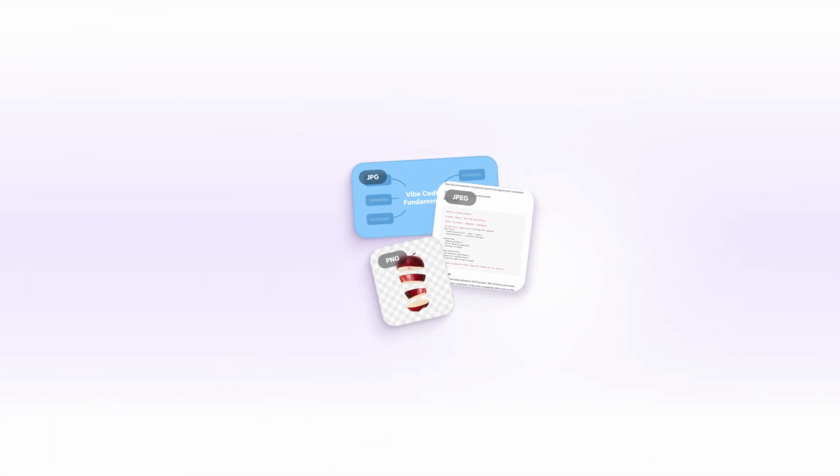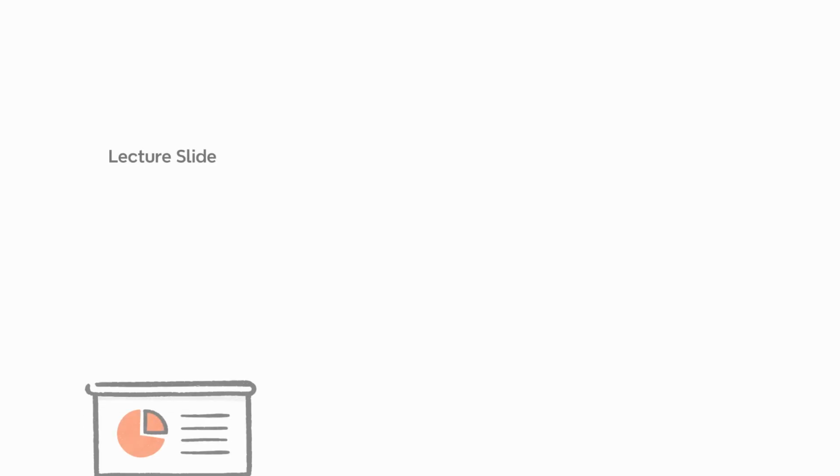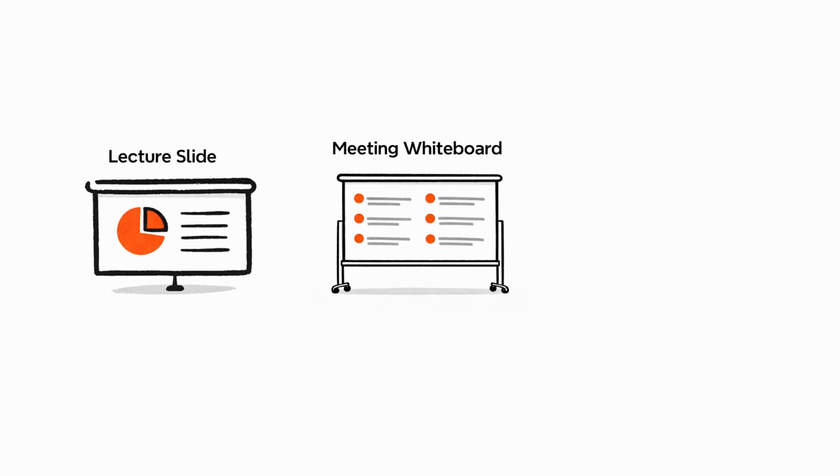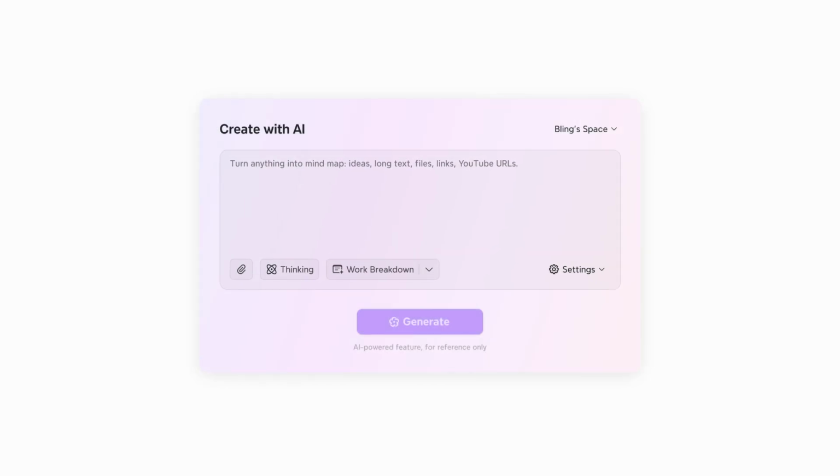Xmind can turn any image into a structured, editable mind map instantly. Whether it's a lecture slide, a meeting whiteboard, or a screenshot of a mind map you found, just drop it into Xmind and it takes care of the rest.